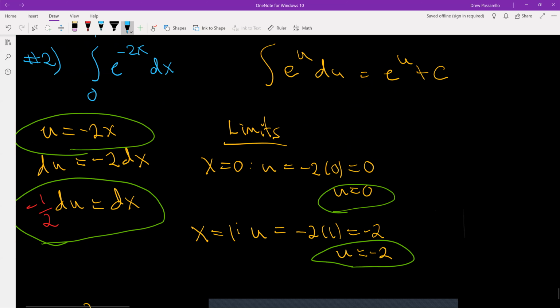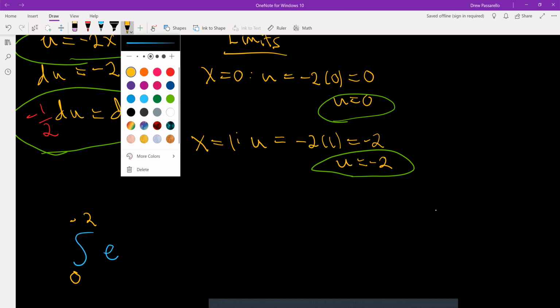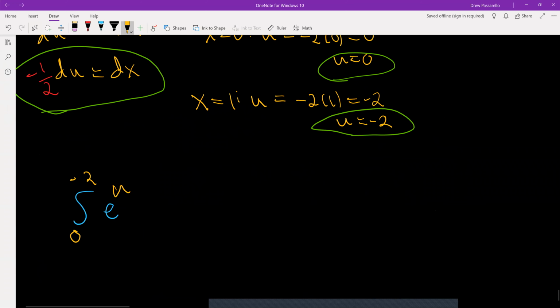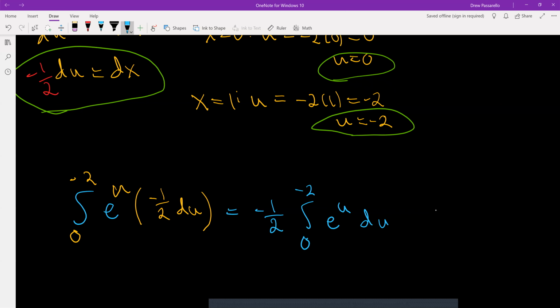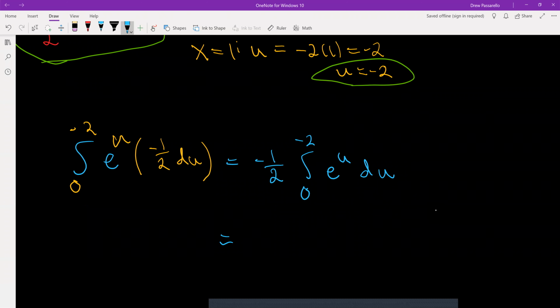All right, then I have e to the negative 2x. That's going to be e to the u. And then instead of dx, that's negative 1/2 du. All right, now I integrate this. So I'm going to factor out the negative 1/2. And then integrating e to the u just becomes itself, e to the u. So I have negative 1/2 and then e to the u. And then my limits are 0 to negative 2.